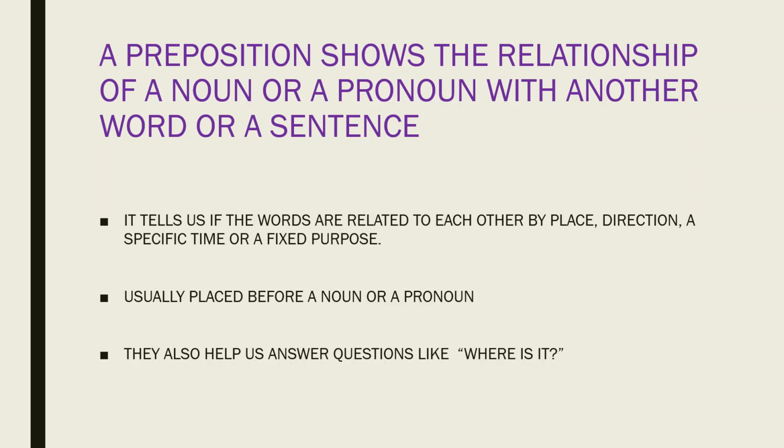So very basically, a preposition shows the relationship of a noun or a pronoun with another word or a sentence. It tells us if the words are related to each other with the help of direction, a purpose, a time, or a place. Prepositions are usually placed before a noun or a pronoun. In certain cases, they may be placed afterwards. They help us answer questions like where, how, when, and so on.